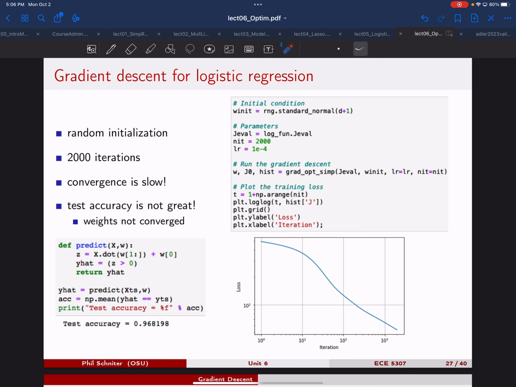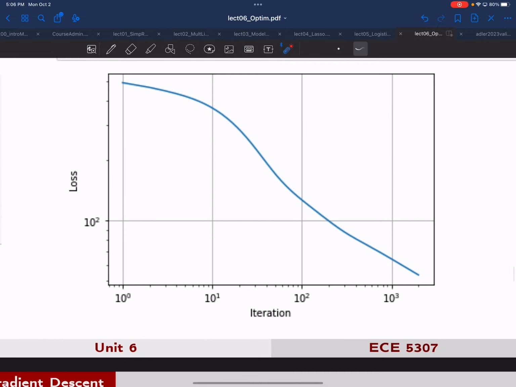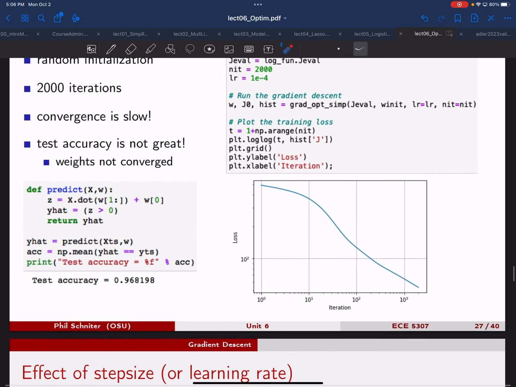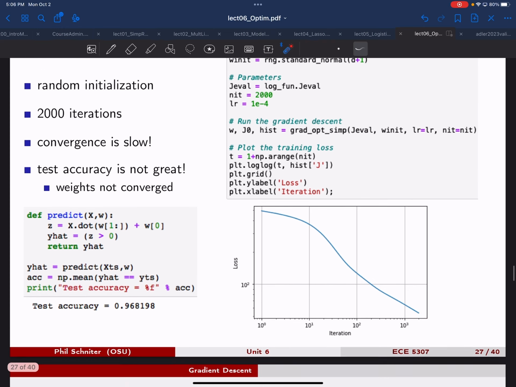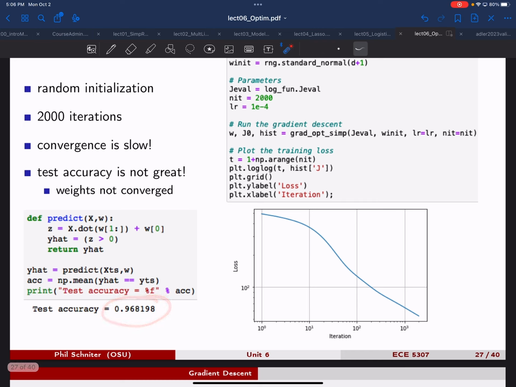This is the loss over iterations. I'm plotting iterations on a log scale. So this is 1, 10, 100, 1,000. If you don't do that, it looks very boring. It looks kind of like that. But if you plot it on a log scale, you can really see better how things are decaying. And what we see overall is that even after 1,000 or actually 2,000 iterations, we're not done. It's still decreasing. The test accuracy is actually not that great yet. It seems like it's working. It's just really slow.